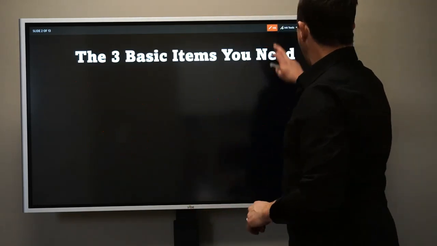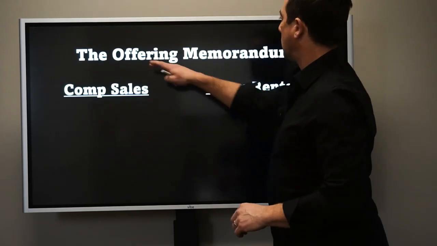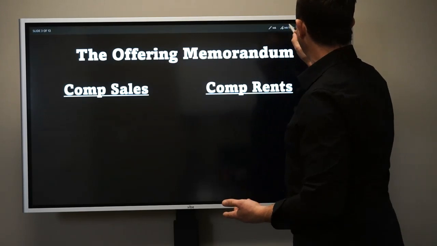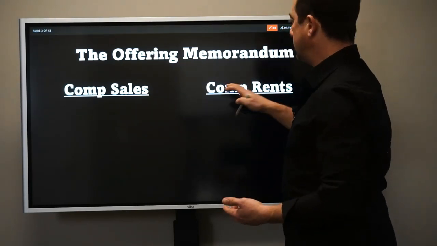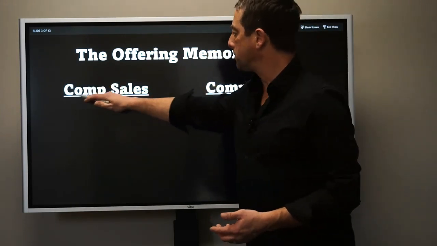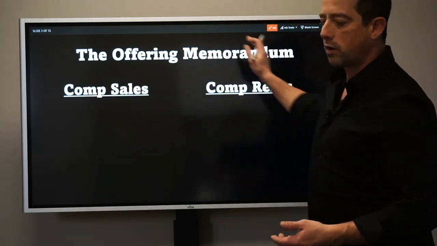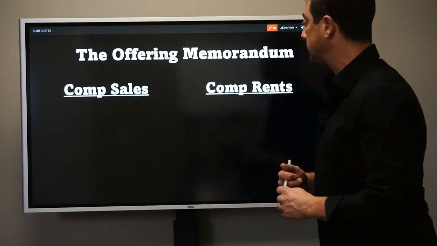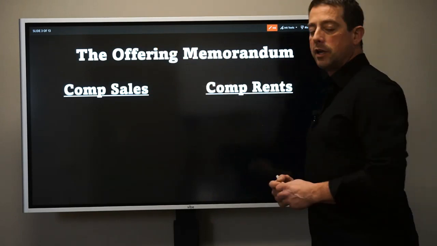Okay, so moving on, let's break open the offering memorandum. Inside the OM, what we want in here is largely these two things: comp sales and comp rents. This is what we call comp data, comparable data, comparable sales, comparable rents. That's one of the big things that I use the OM for.